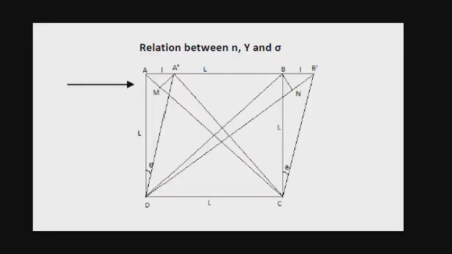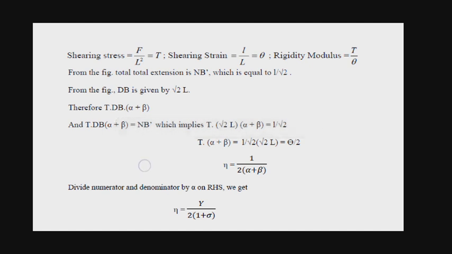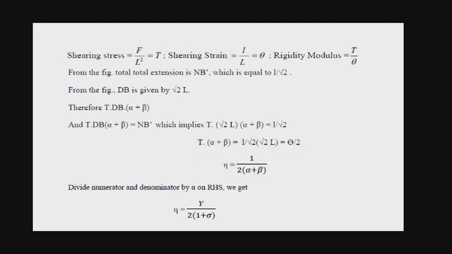Relation between eta, Y and sigma. Let the face ABCD of a cube of side L be sheared by a force F through an angle theta. This is the figure. You know the formula for shearing stress, that is F by L squared, which is equal to T. Next, the shearing strain formula.